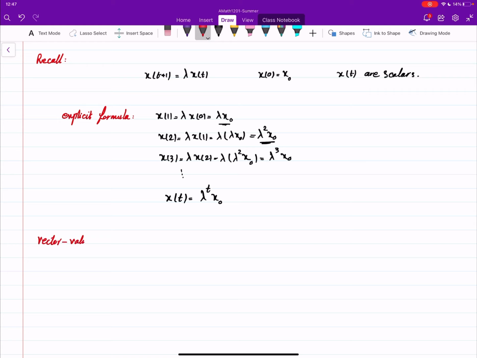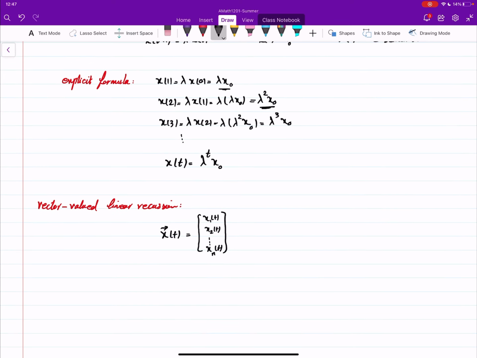But now I want to change the scalar valued sequence to a vector valued one. Here I'm going to have vector valued linear recursions. So in other words, x at t is not just one number. It has components: x1 at t, x2 at t, and it can go up to xn at t. And we have x at t plus 1, so this is the recursion formula.